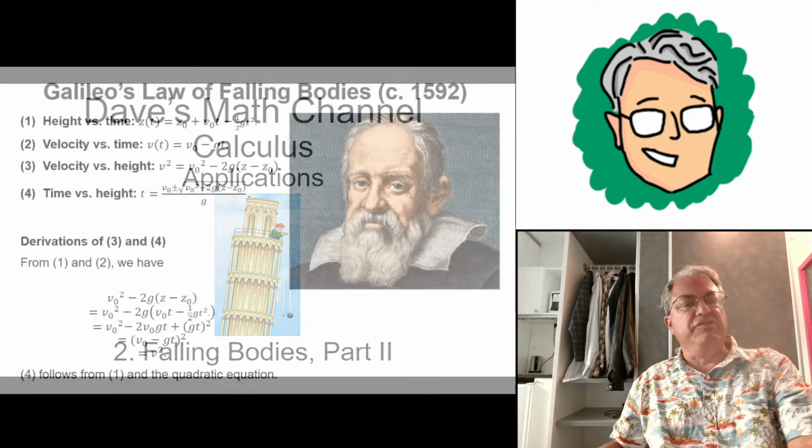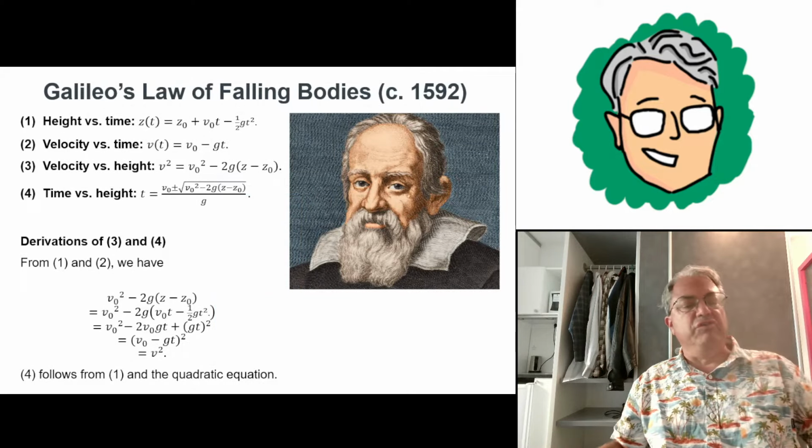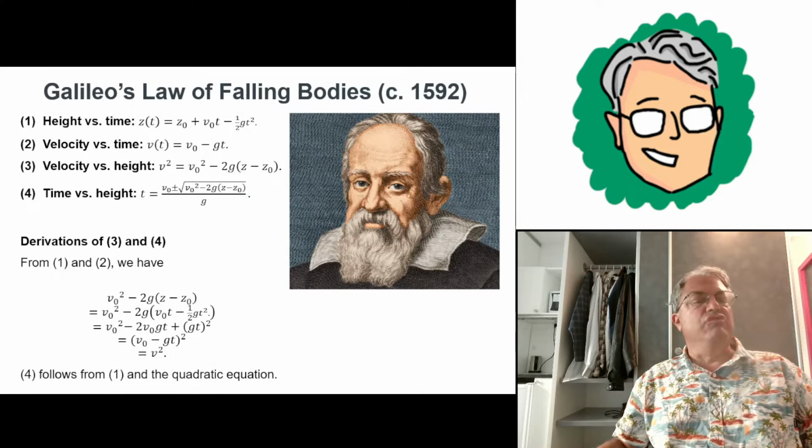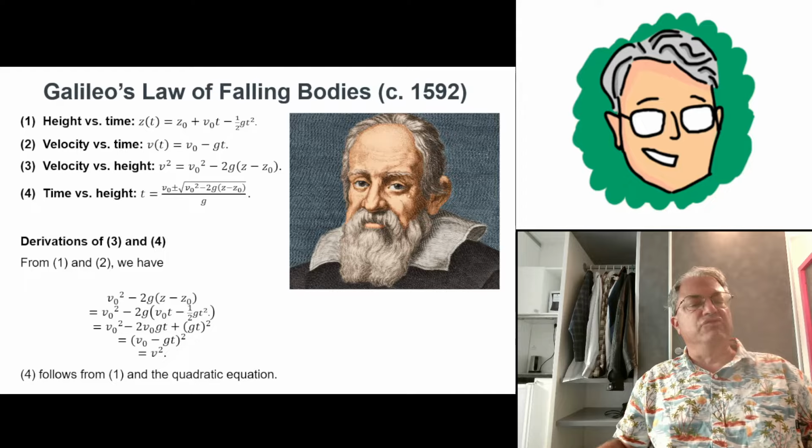So anyway, let's begin. In the last video, I went over the first two of these laws. We derived formulas for the height of a falling object versus time, as well as the velocity versus time, and we're assuming the object is moving just up and down. So either we drop it from a height, or we throw it up, or we throw it down. It's just moving in the vertical direction.